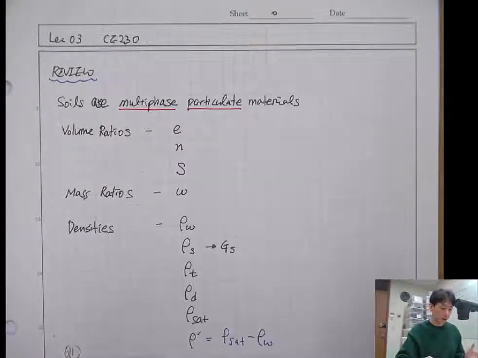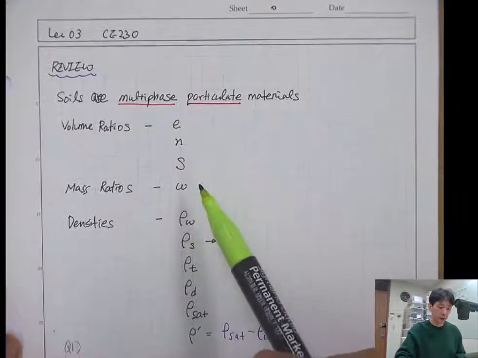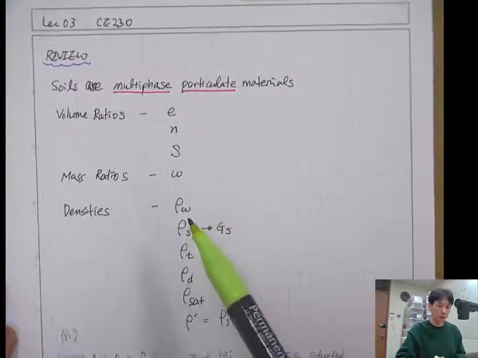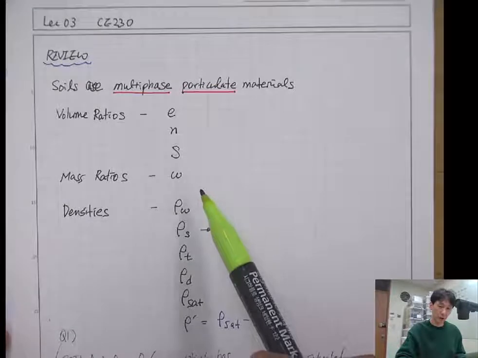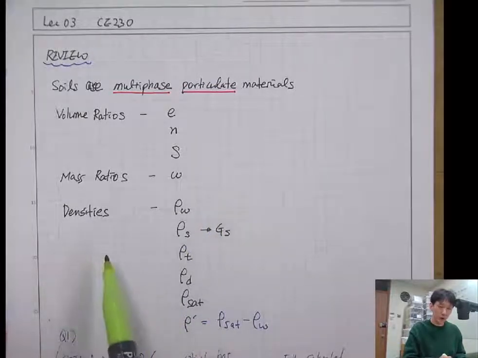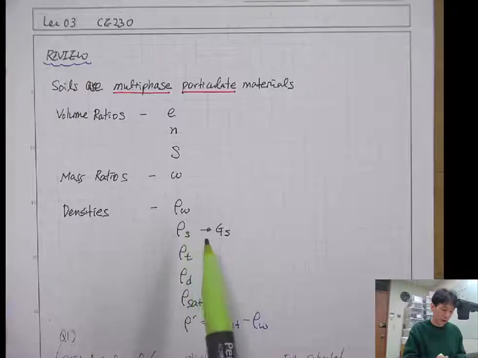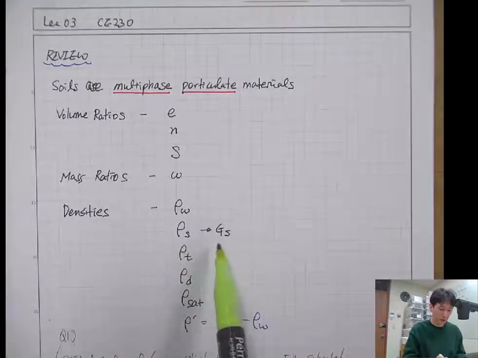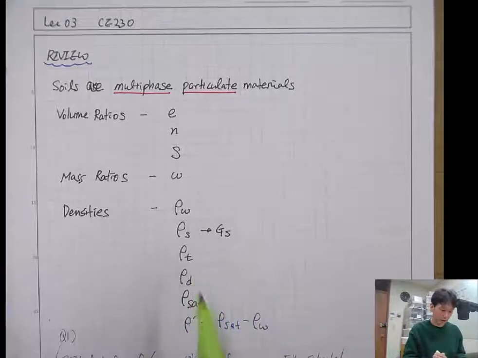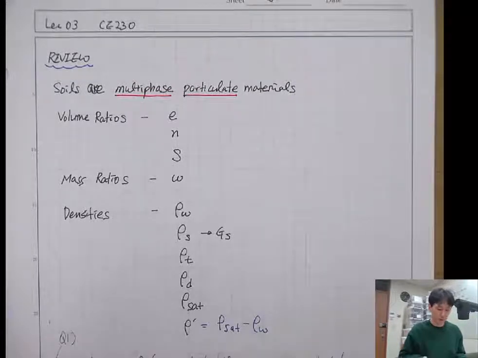In the previous lecture, we talked about how soils are multi-phase and particulate materials made of different phases like solid phase, liquid phase, and the gas phase. We also learned about the volume ratios, void ratio, porosity, and degree of saturation. Also we talked about mass ratio, the water content. Several densities have been covered: the water density, solid density, and plus to that the specific gravity, and total density, dry density, saturated density, and the submerged density.